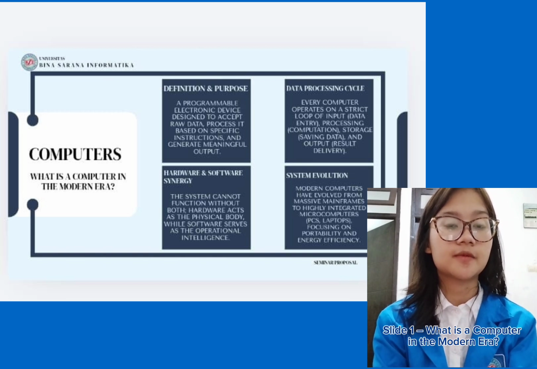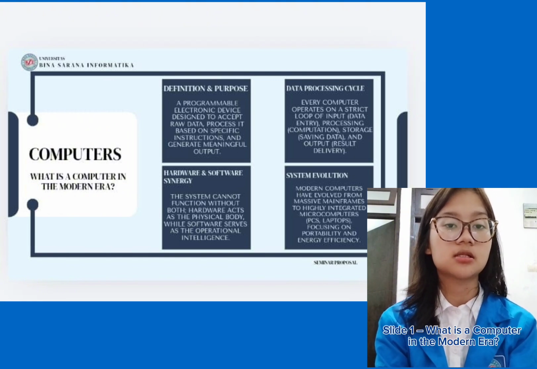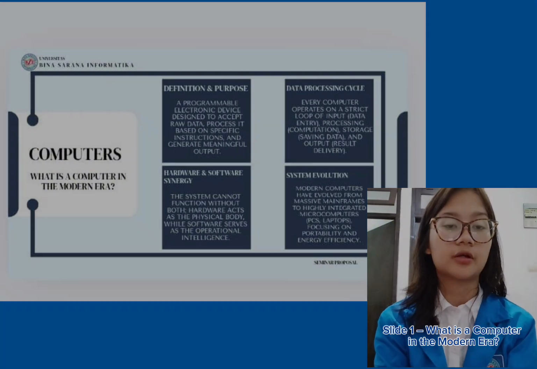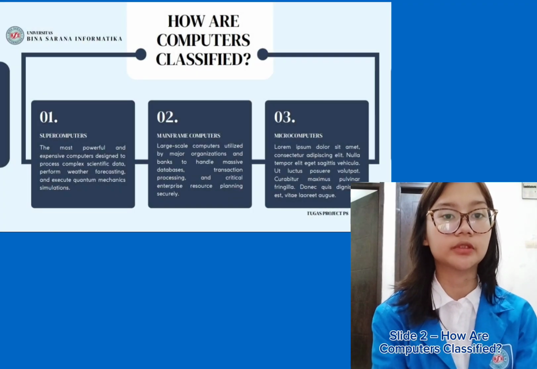Hardware is the physical part of the computer, while software provides the instructions that allow the hardware to work. Over time, computers have evolved from large mainframes into smaller, faster, and more energy-efficient devices such as laptops and personal computers. Now let's look at the different types of computers.